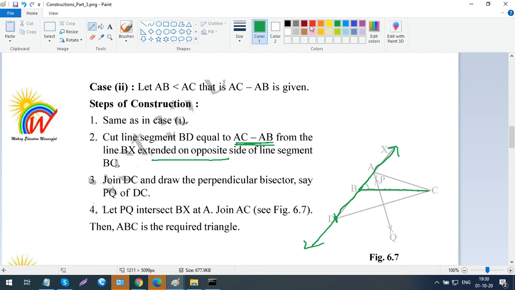So let us join the CD. You do the same procedure, but instead of cutting it up, you cut it at the bottom. Join it, then again draw the perpendicular bisector we have learnt in the first video. Let this intersect the BX at some point. This point is A, and your ABC is the required triangle. Understood? So that's how you will draw it.